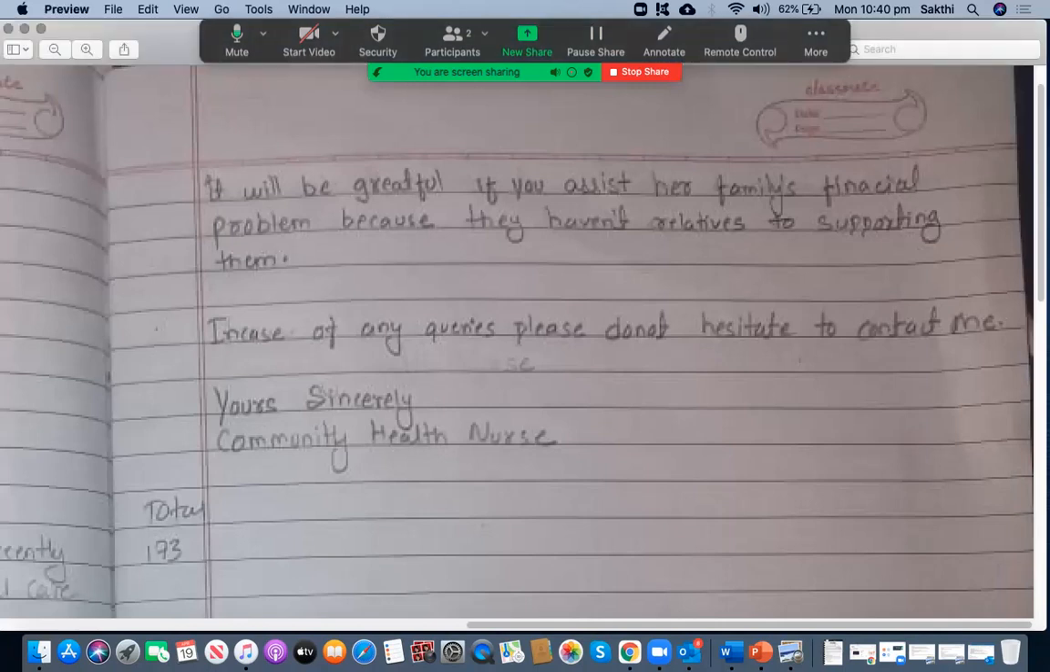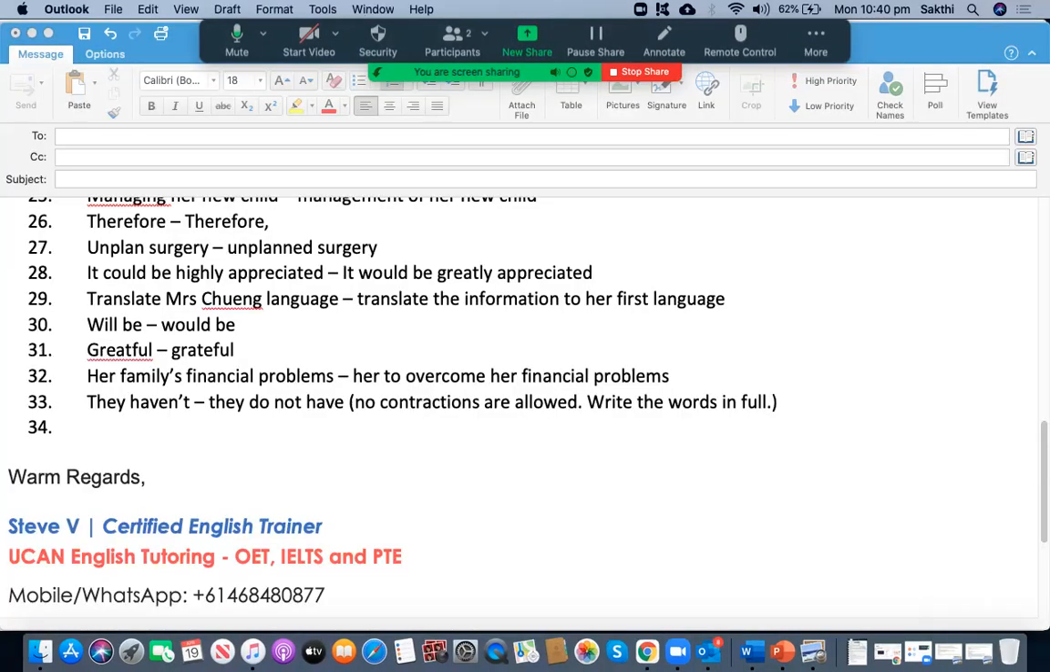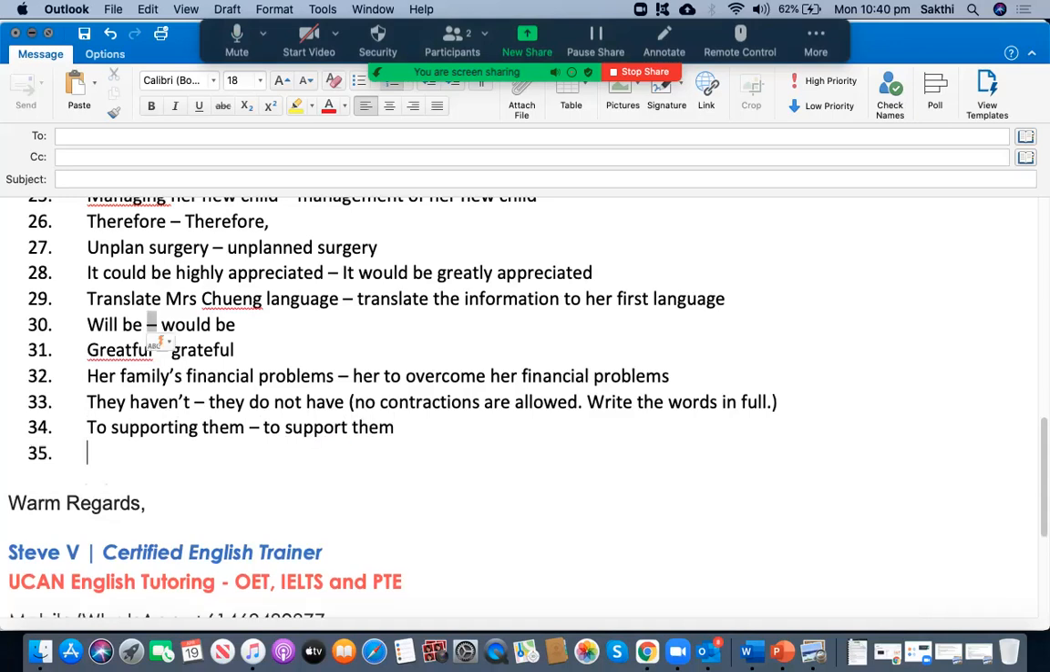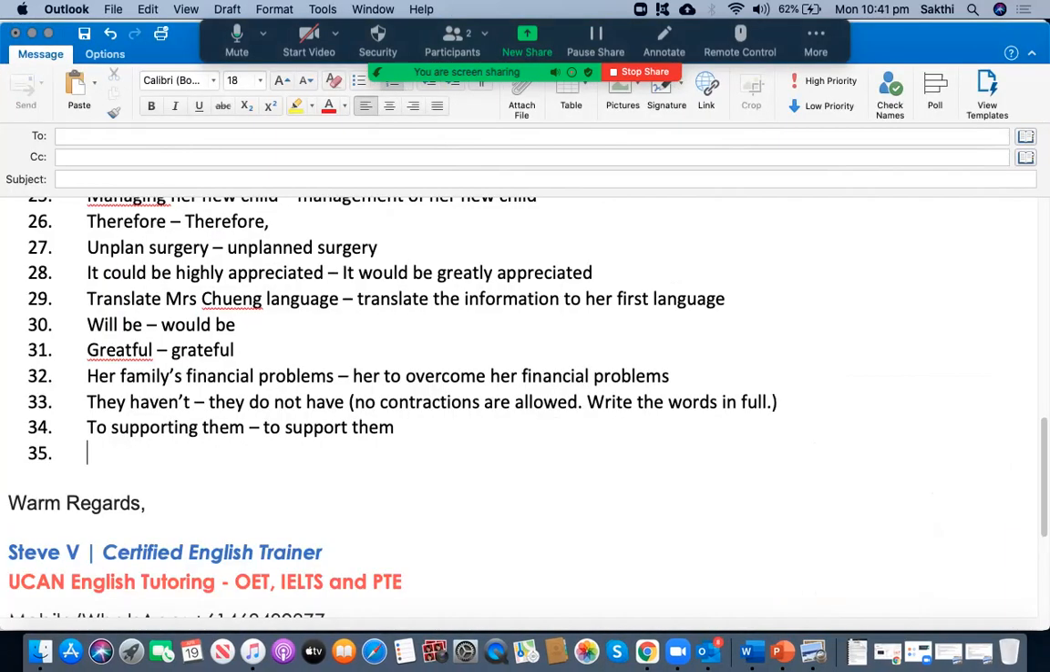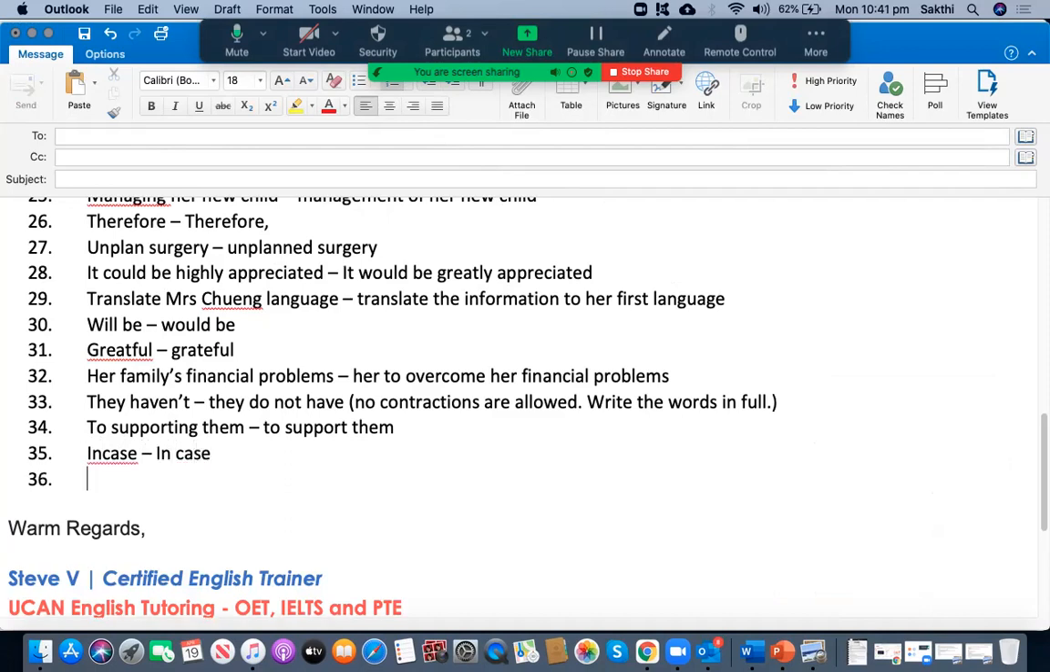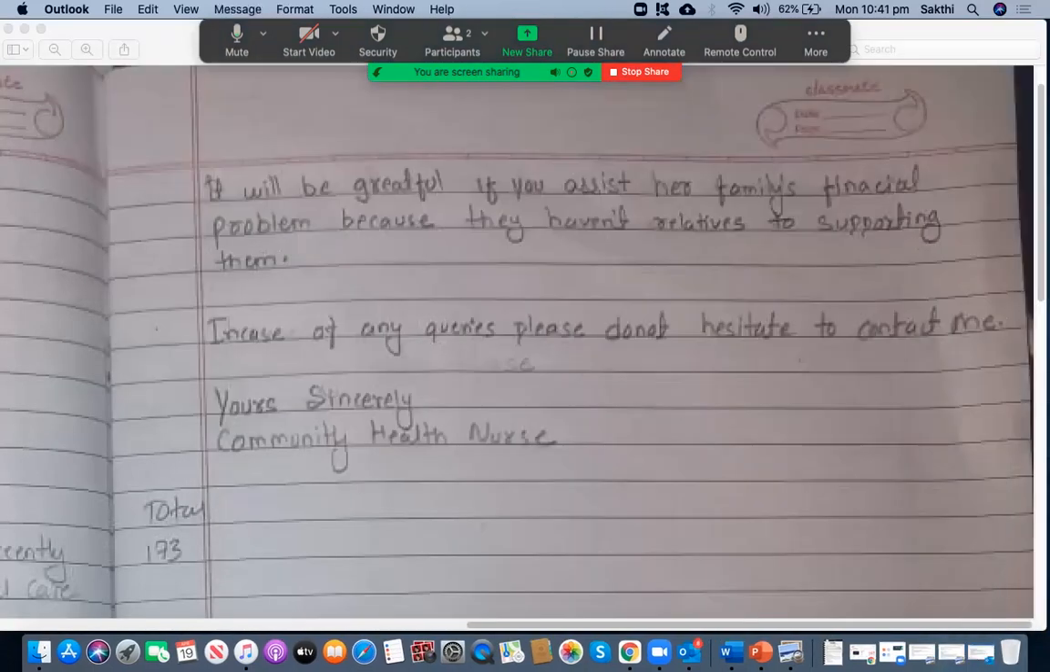All right. In case, okay, supporting them. Having relatives to supporting them. Okay. To supporting them. No, to support them. Okay. Let's go to the next one. In case of any queries. All right. In case you have written in one word, that's wrong. It has got two words. In space case. Spelling mistake. Yeah. In case of any queries.